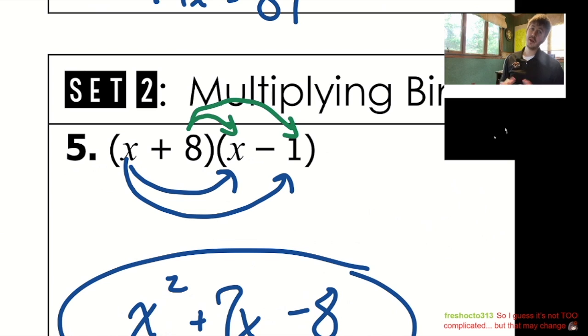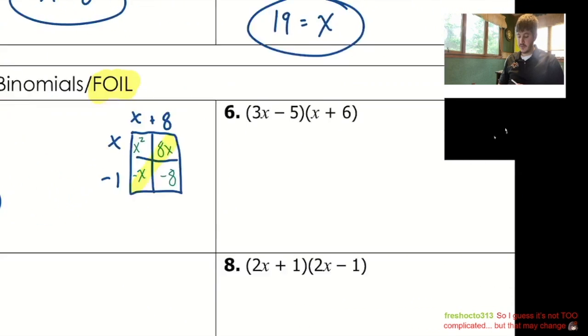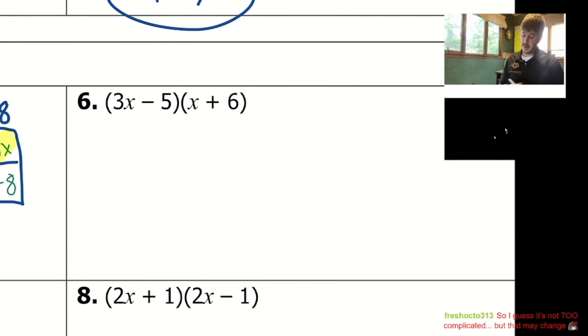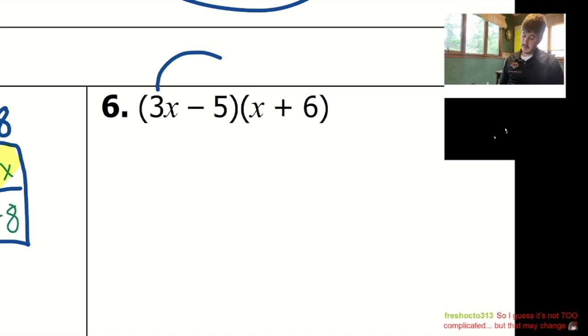However you want to do it, the box method is just a little bit more writing, but it doesn't matter to me. Use whatever you think is going to get you to that right answer. But just note, I'm probably not going to be doing the box method. I'll just be doing it like this.